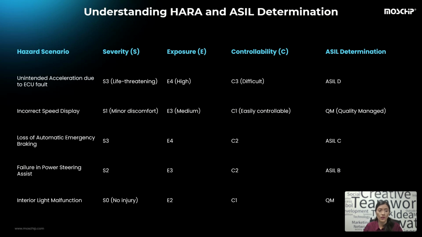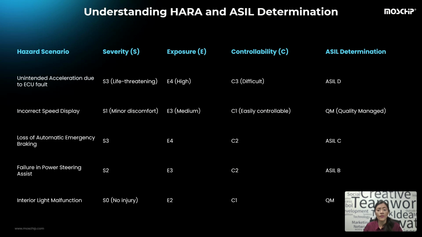Next is exposure. How often could this happen on the road? Last is controllability, which raises the question: if it happens, can the driver or system avoid danger? So, in a system, all hazards are identified and scored on all three parameters. After the scoring is done, ASIL, that is Automotive Safety Integrity Level, comes into the picture.